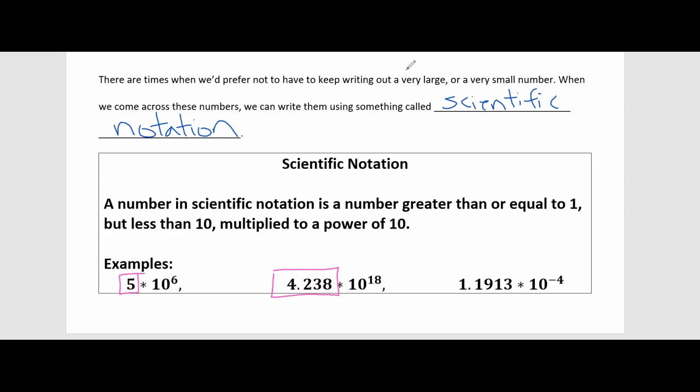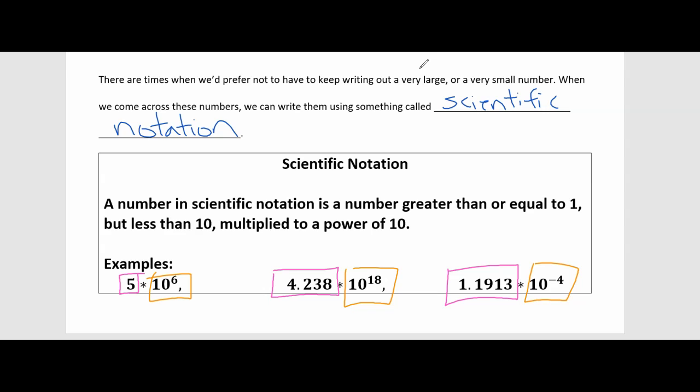Notice that all of these numbers are greater than or equal to 1, but less than 10, and they're all being multiplied by a power of 10. We have 10 to the 6, 10 to the power of 18, 10 to the power of negative 4. So those two things have to be true for a number to be in scientific notation.